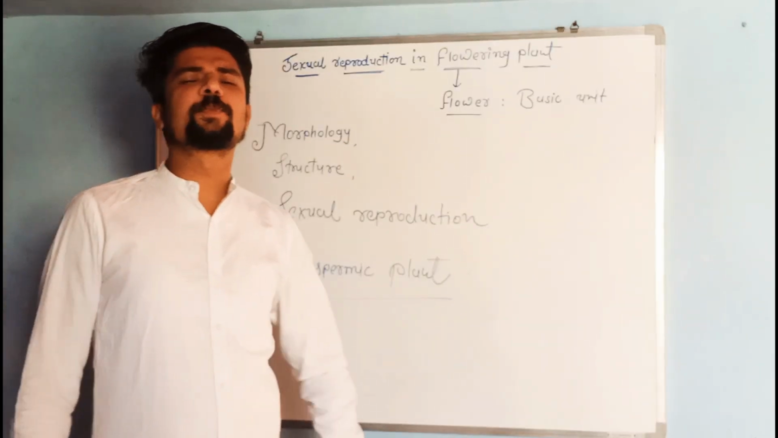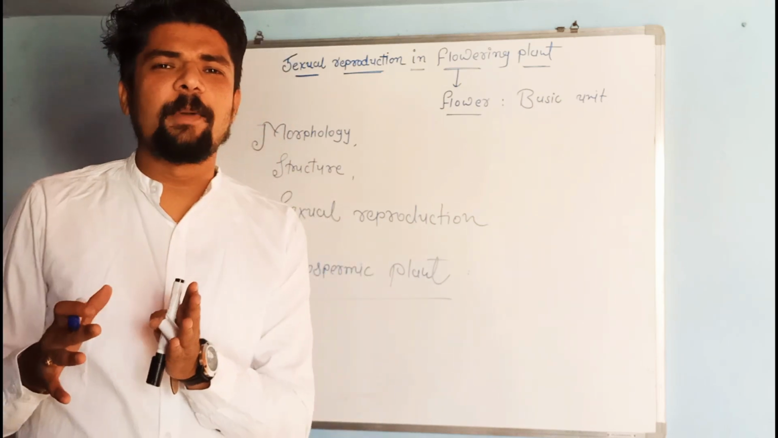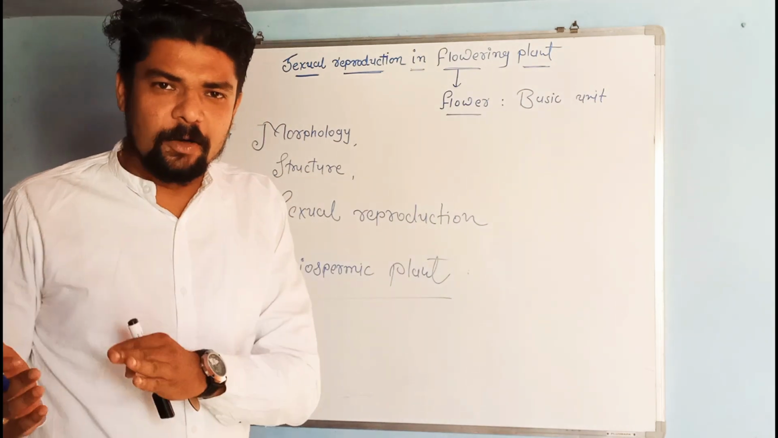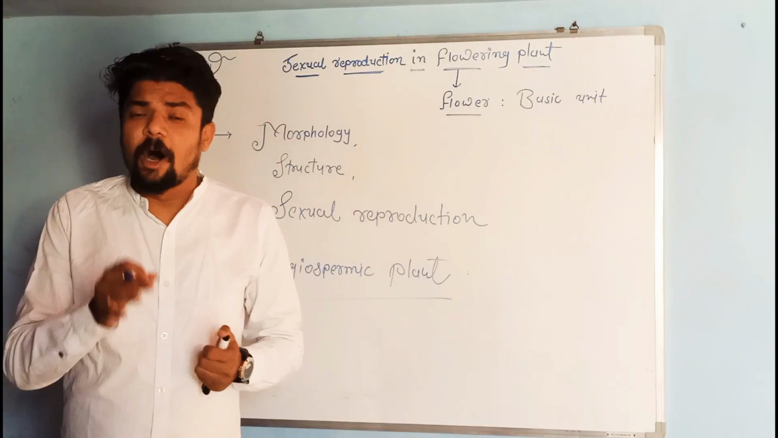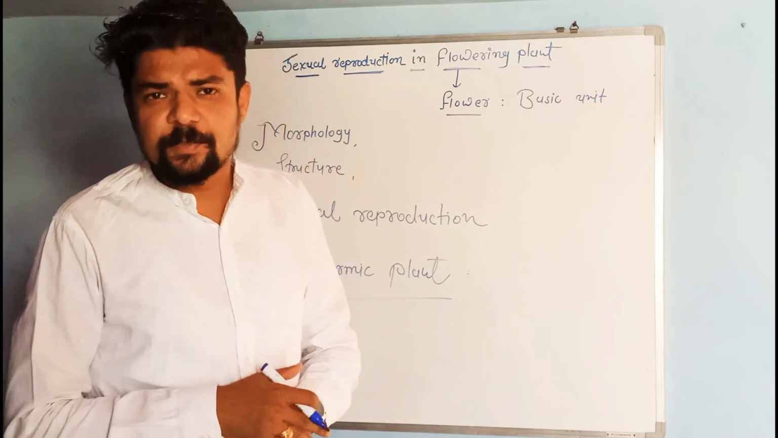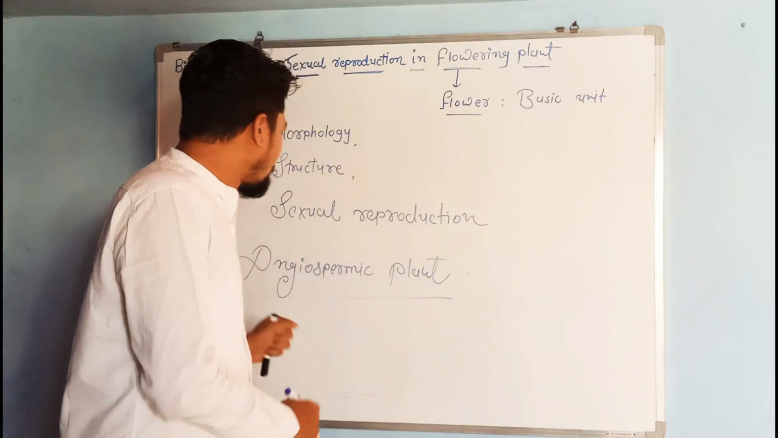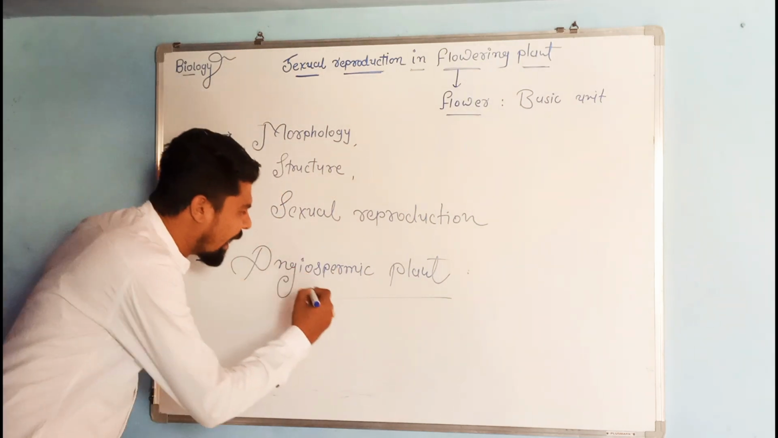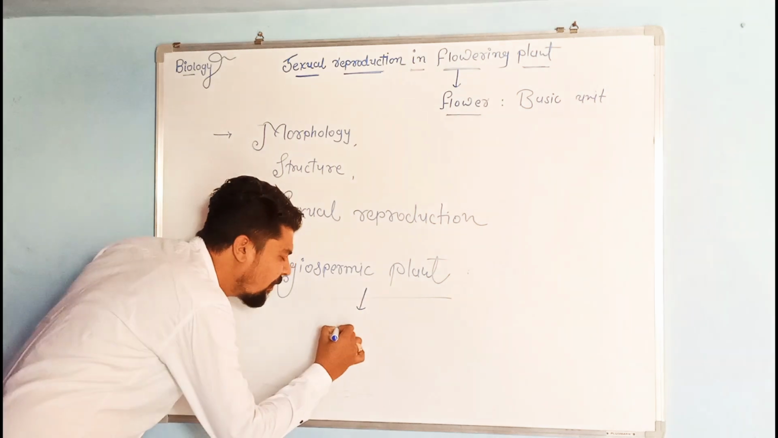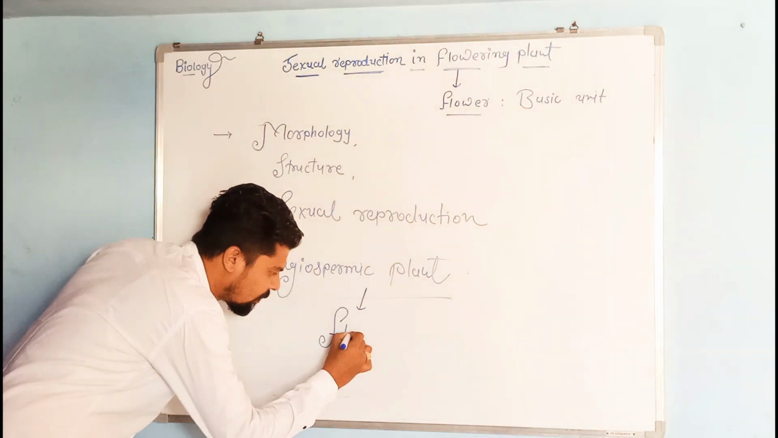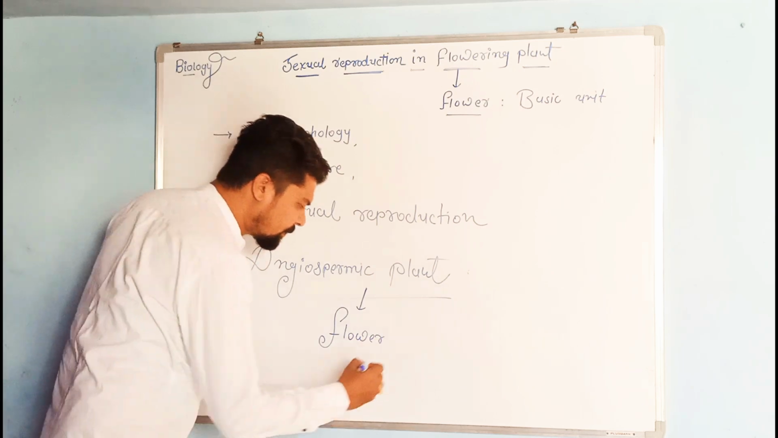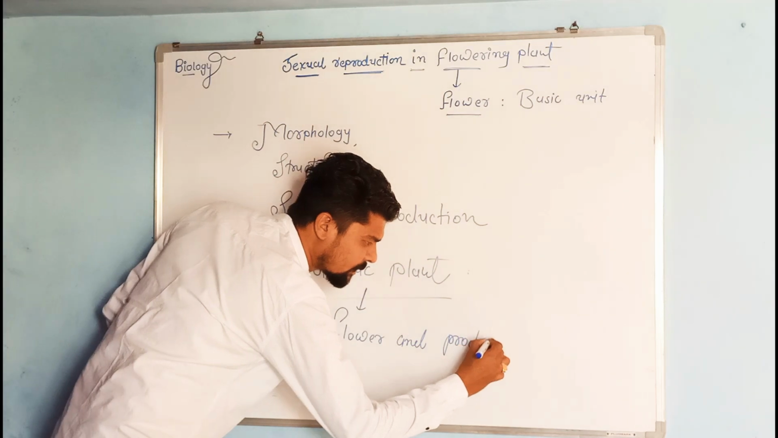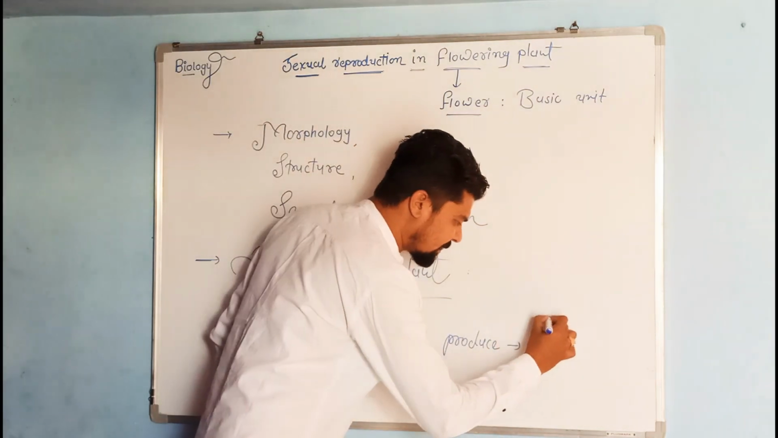Now, what is an angiospermic plant? Angiospermic plants are a vast group of plant species. It includes most of the trees, herbaceous plants, shrubs, etc. So what is the meaning of angiospermic plant? Here, angiospermic plants have a flower and they produce or generate seeds.